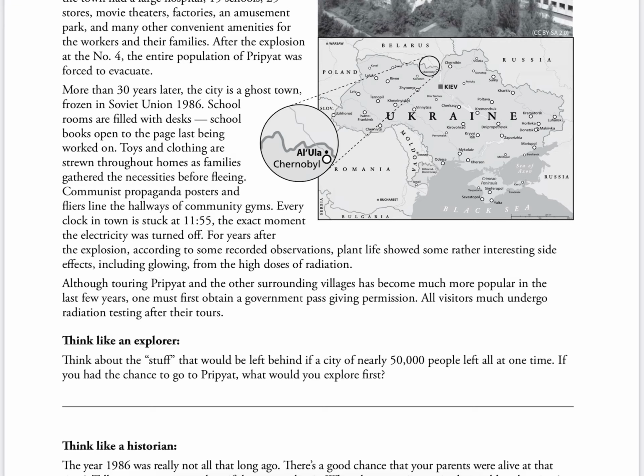So it shows you how quickly they had to evacuate. Like, they didn't even have time to close their school books. They just left them there. I'm sure some of the kids were like, oh yeah, I'm going to leave this behind. Which I know a lot of you would probably do the same thing too, so shame on you.